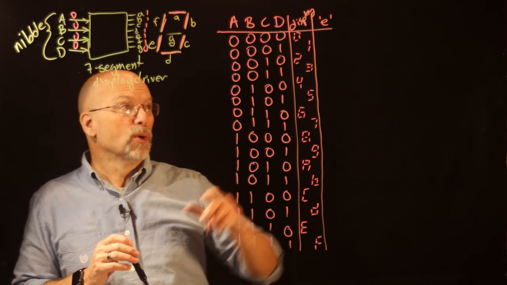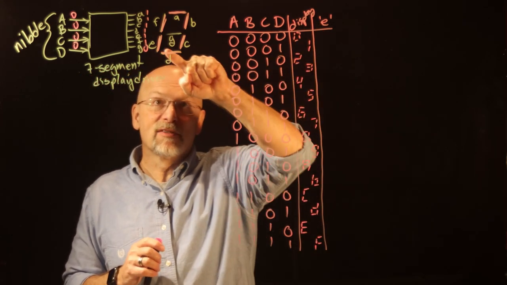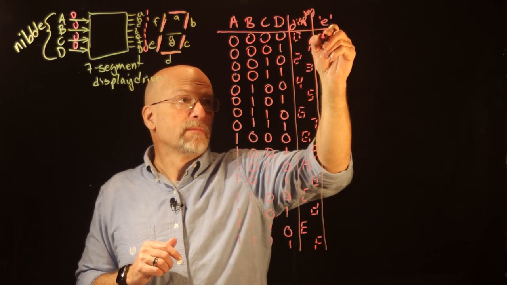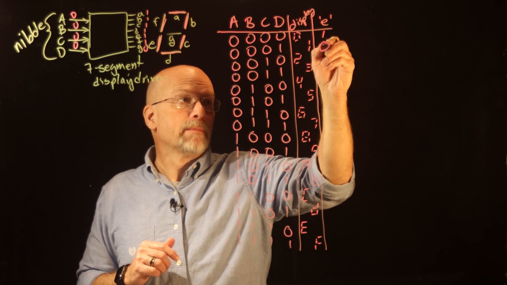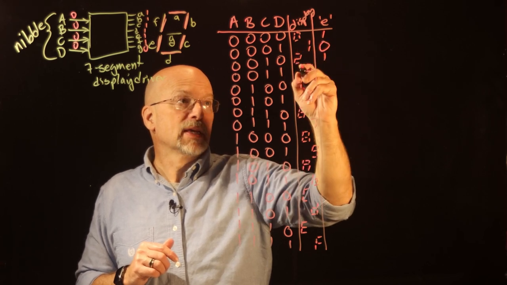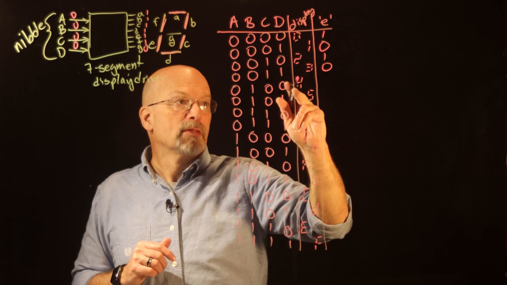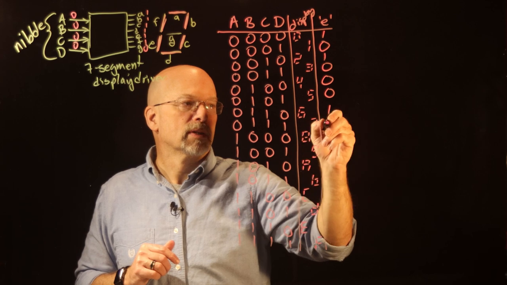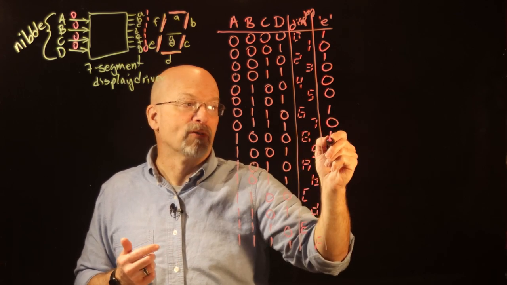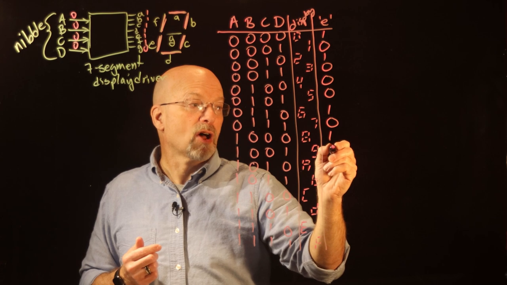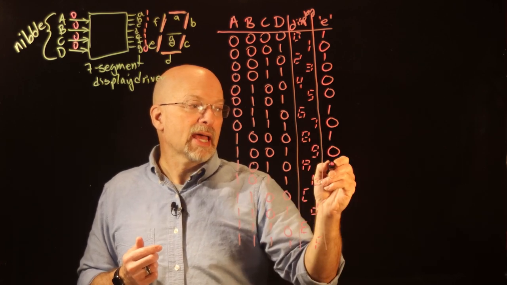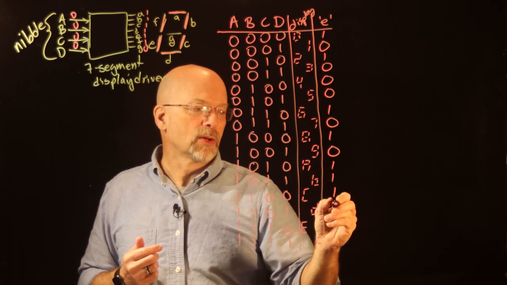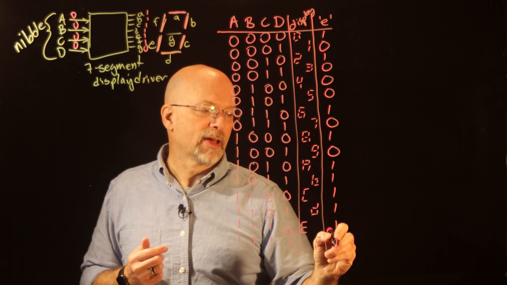Now, all we have to do for the E column is look to see if this lower left-hand segment is on. So it is on for a 0. It is off for a 1. It is on for a 2. It is off for a 3. 4 has it off. 5 has it off. 6 has it on. 7 has it off. 8 has everything on. 9, the only thing that's off is E. A has it on. B has it on. C has it on. D has it on. E has it on. And F has it on.